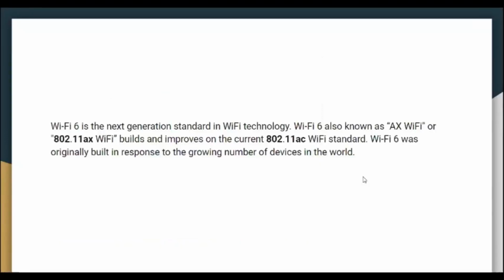But now we also have our next generation for 802.11. The AX, the Wi-Fi 6, is the next generation standard in Wi-Fi technology. Wi-Fi 6, also known as AX Wi-Fi or 802.11 AX Wi-Fi, builds and improves on the current 802.11 AC Wi-Fi standard. Wi-Fi 6 was originally built in response to the growing number of devices in the world.